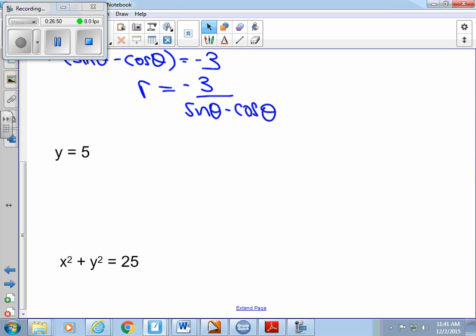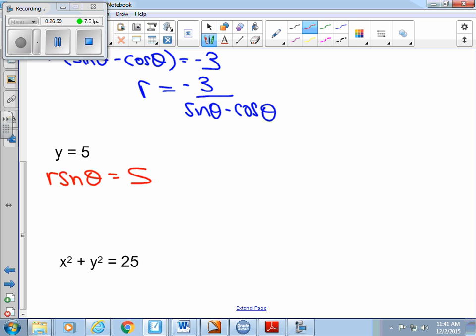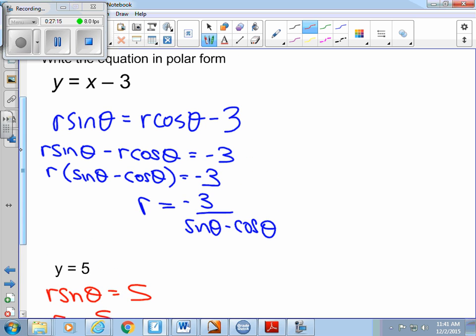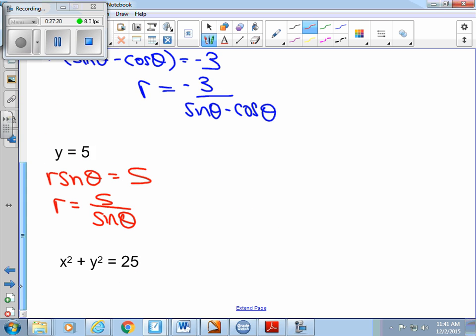Change it into polar form. How would that be? R sine theta. And divide by? Okay. Any questions about that one? On the first one, I could just straight up divide by. You could, but you wouldn't have r by itself, because there's still r. Any questions about that one?